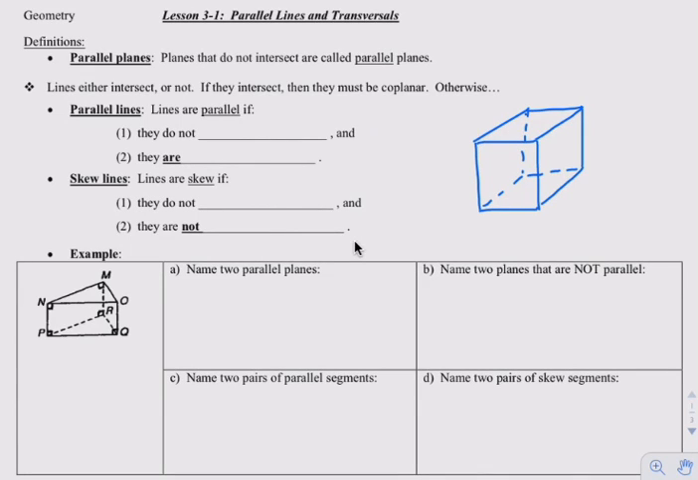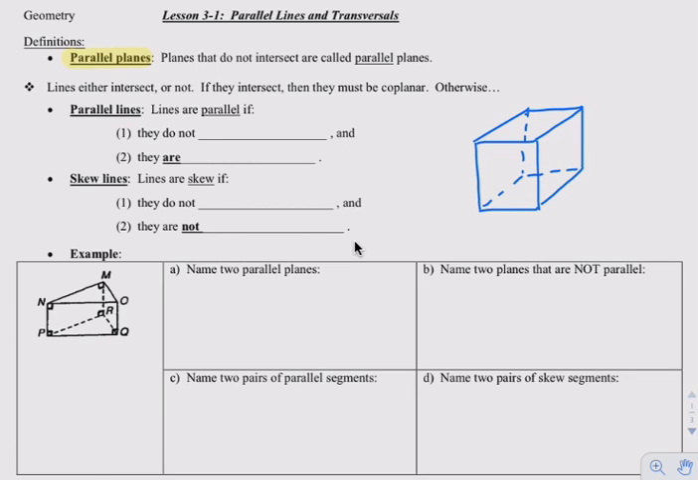This is lesson 3.1 on parallel lines. So first of all, the definition of parallel planes. Parallel planes are planes that do not intersect. So I've drawn a little cube over here. Well, maybe it's a rectangular prism. I don't know that all the sides are the same. It kind of looks more like a rectangular prism than a square prism. But for example, the top and the bottom of that figure would represent two parallel planes.